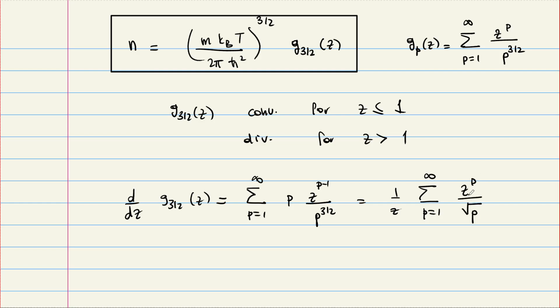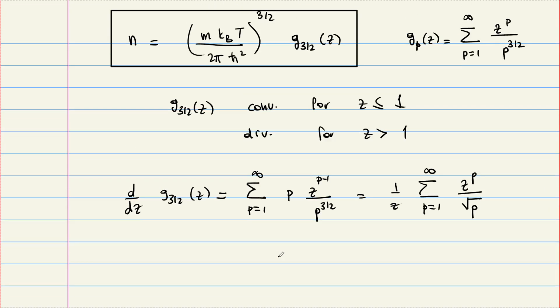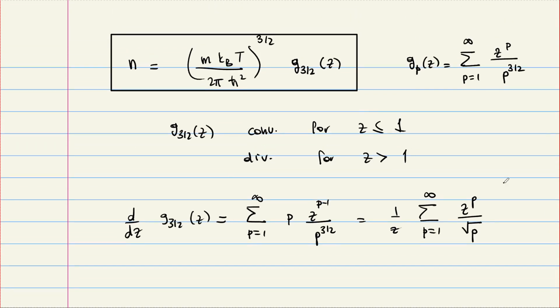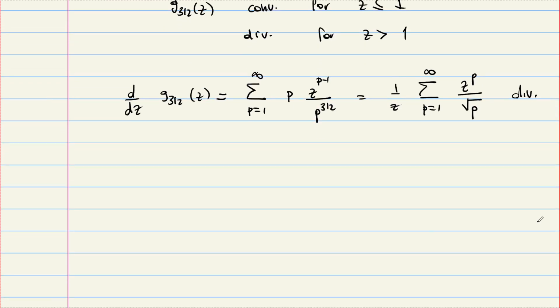And if I put z equal to 1, is this series convergent or divergent? A series of the form the sum from p equal to 1 to infinity of 1 over p^s is divergent if s is smaller than or equal to 1, because of standard series. So the series is convergent, but its derivative is divergent. That means if we want to plot it, it is going to be something like this. This is the function.